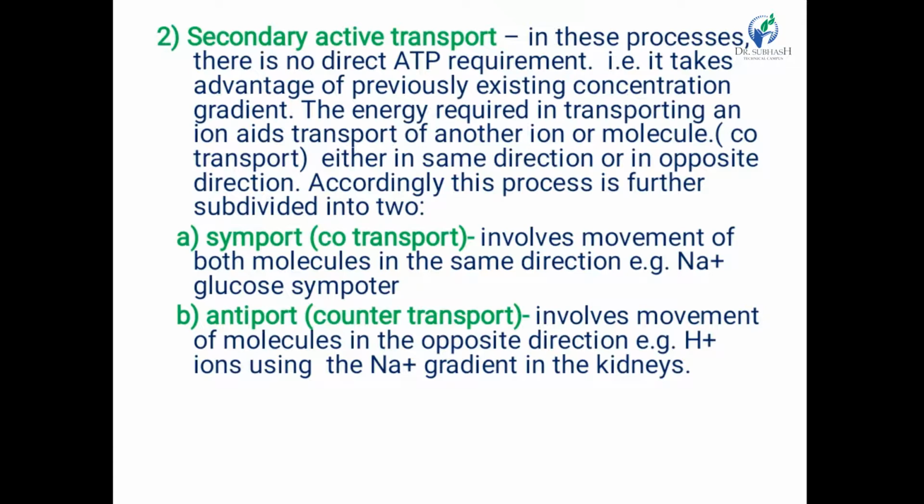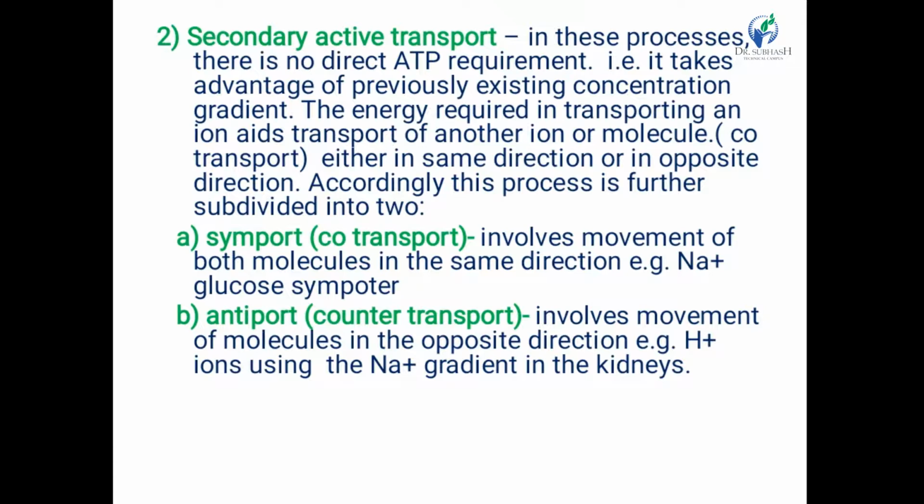Accordingly, this process is further divided into two: symport and antiport. Symport involves movement of both molecules in the same direction, for example, the sodium and glucose symporter. Antiport involves movement of molecules in opposite directions, for example, hydrogen ion exchange using the sodium gradient in kidneys.